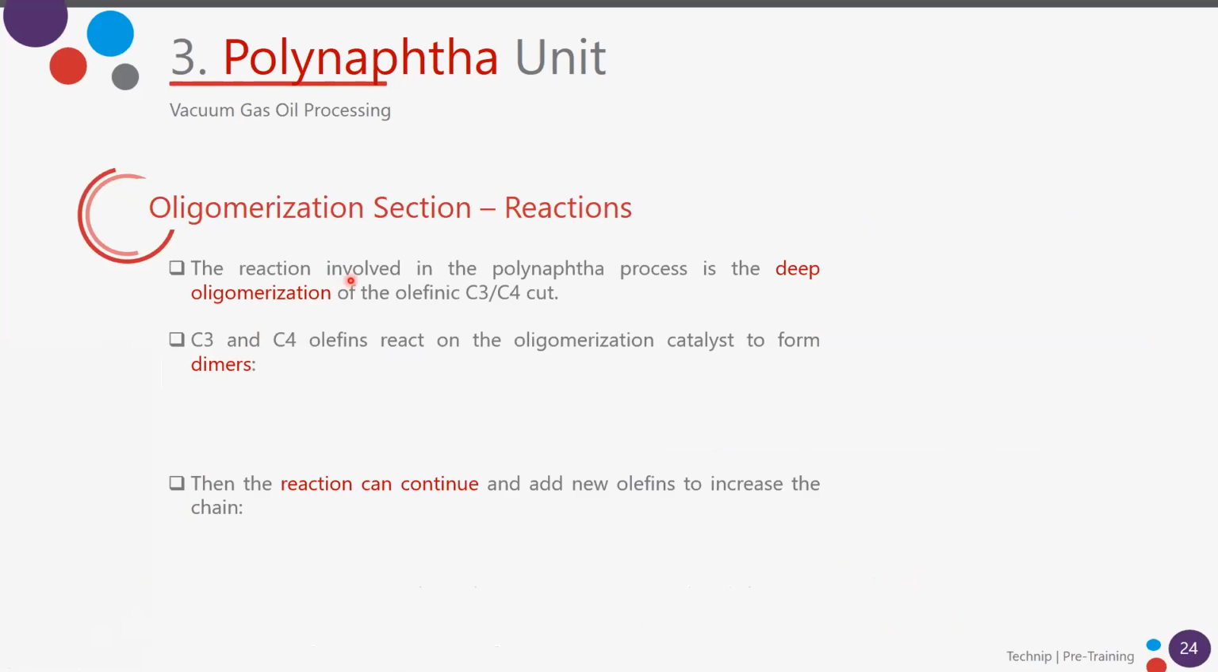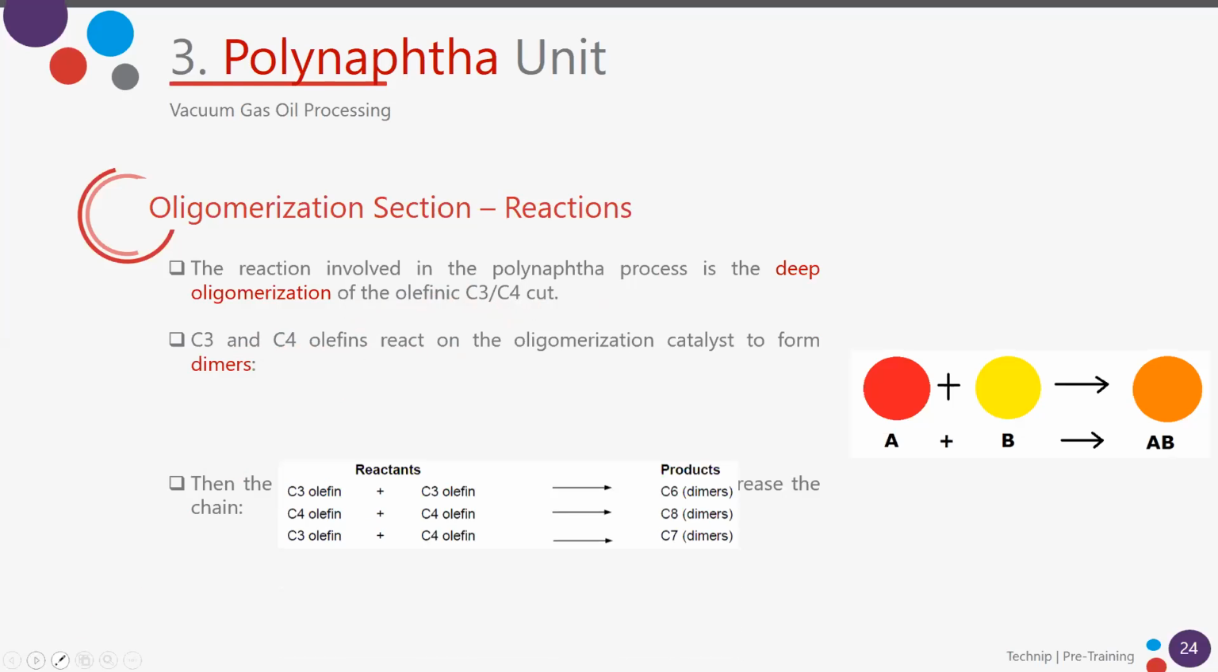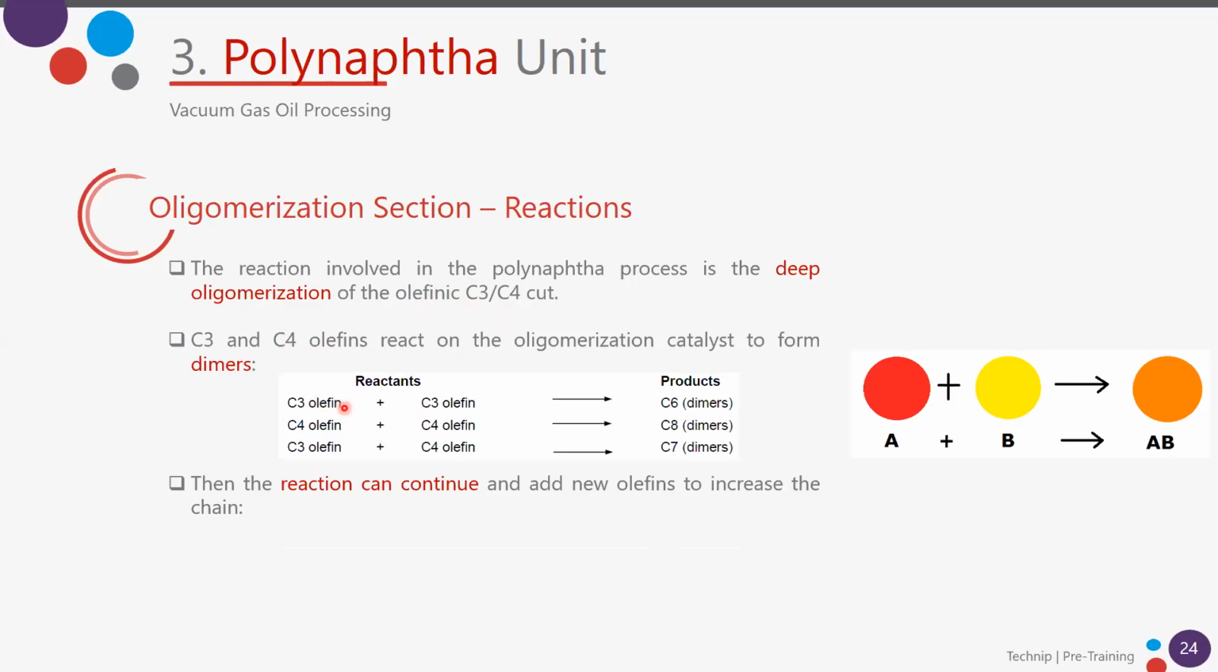So the reaction involved in the polynaphtha process is the deep oligomerization of the olefinic C3-C4 cuts, okay? C3 and C4 olefins react on the oligomerization catalyst to form dimers. So you have a C3 olefin plus another C3 olefin and will react and produce a C6. If you have one C4 and another C4, will produce a C8. If you have a C3 plus C4, you will produce a C7.